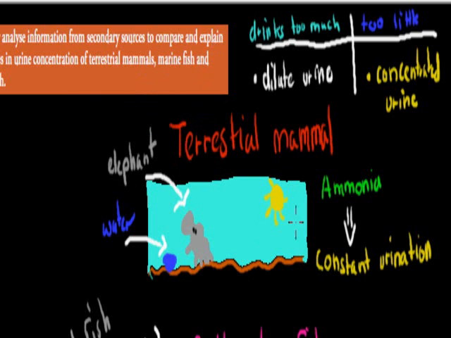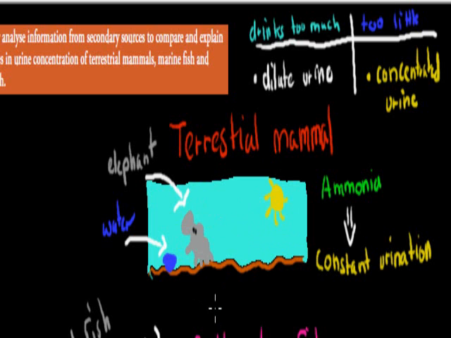But this is a terrestrial mammal, so I've drawn an elephant. And you can imagine this elephant is just somewhere in the desert or somewhere in a sunny area where there's not much water. So he'll walk around, and obviously one of his main missions in life is to find water, because water is essential. 80% of the body is made out of water, or a bit less for the elephant. So water is really important for him.